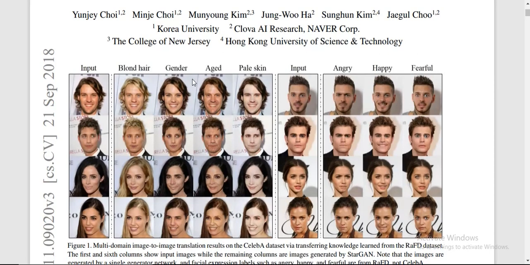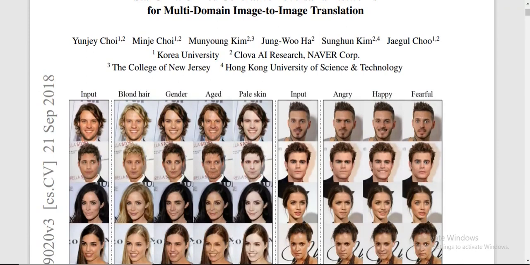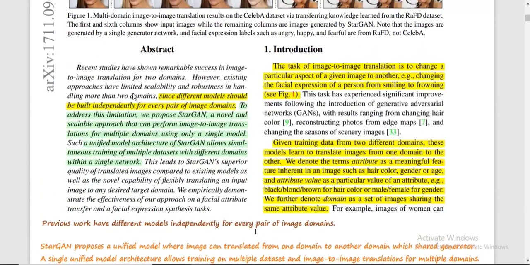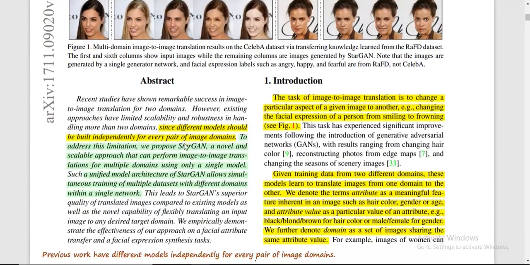For example, if you see CycleGAN, there is one image domain and there is another image domain, and for every translation they need one model, one generator and discriminator. But StarGAN proposes a novel architecture that performs image-to-image translation for multiple domains using a single model. That is one benefit and the exciting work of this StarGAN paper by this author, Yunjey Choi.